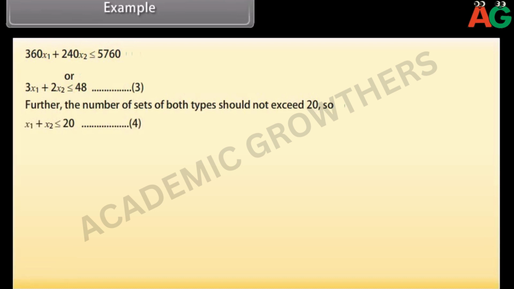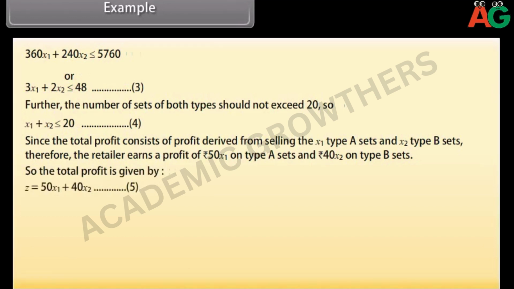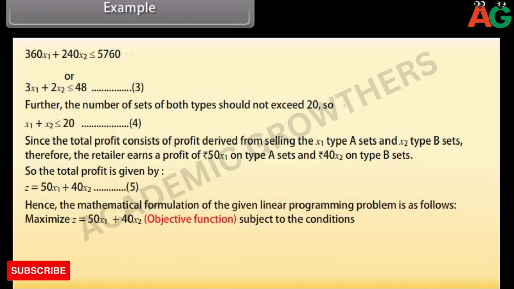Mark it as 4. Since the total profit consists of profit derived from selling the x1 type A sets and x2 type B sets, the retailer earns the profit of Rs 50x1 on type A sets and Rs 40x2 on type B sets. So the total profit is given by Z equals 50x1 plus 40x2. Mark it as 5. Hence, the mathematical formulation of the given linear programming problem is as follows.